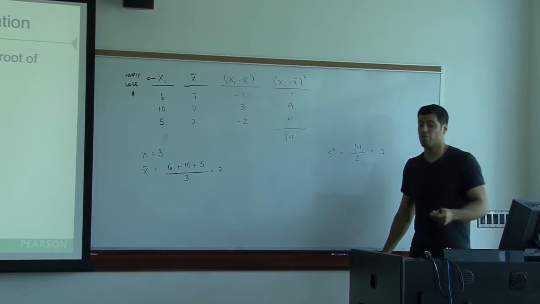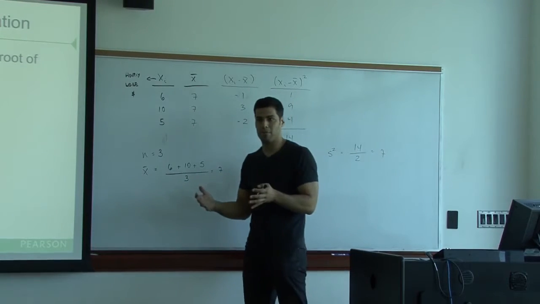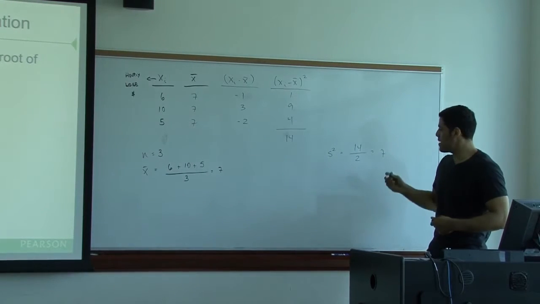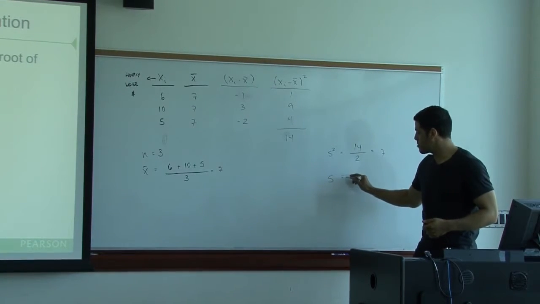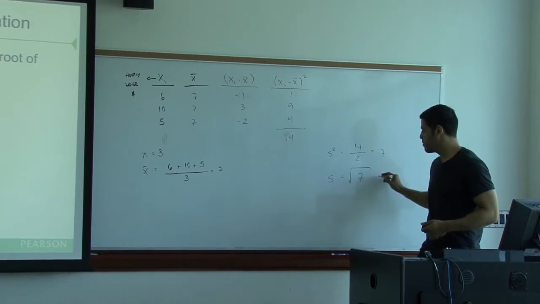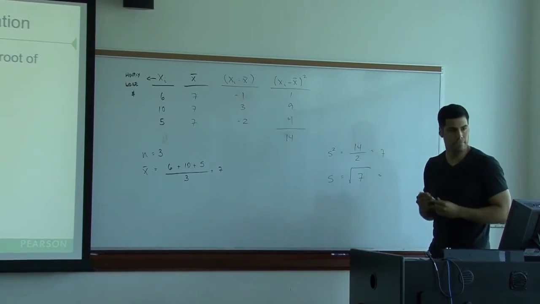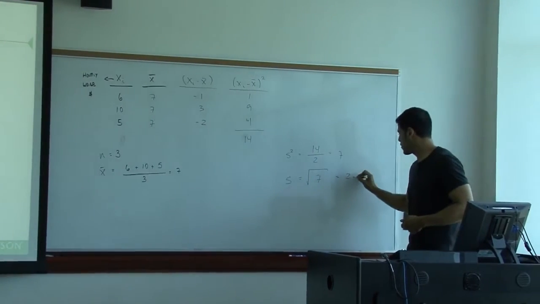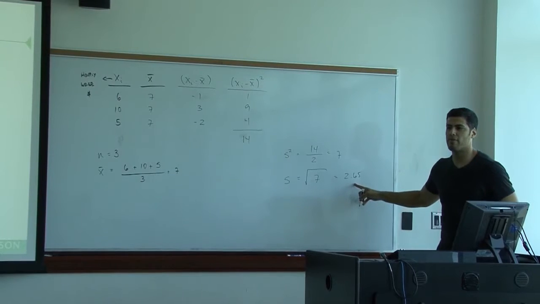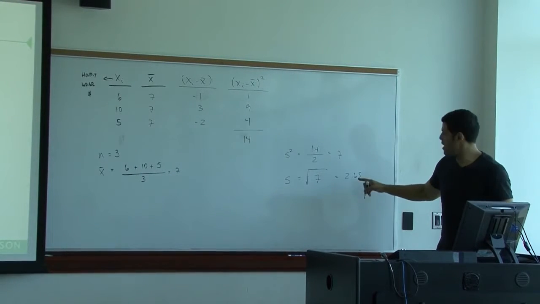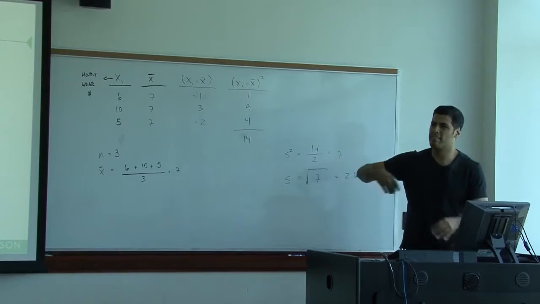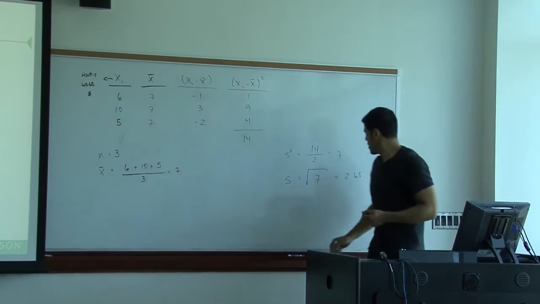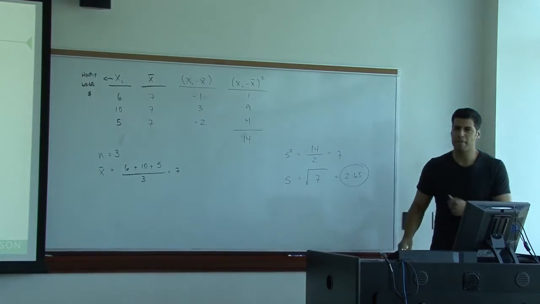Okay? So to get rid of this interpretation problem, what we do is we take the square root of it. So we say S equals the square root of 7. What would that be? 2.65. Thank you. Now, what are the units of this number now? Dollars again. So now we can take this number and actually interpret it within the context of the data set. So what can we say? 2.65. How will you interpret that?